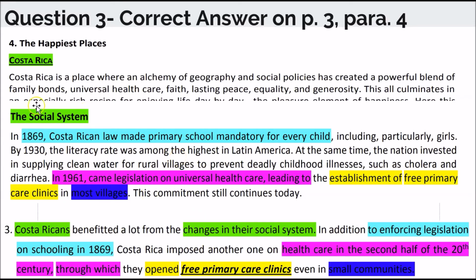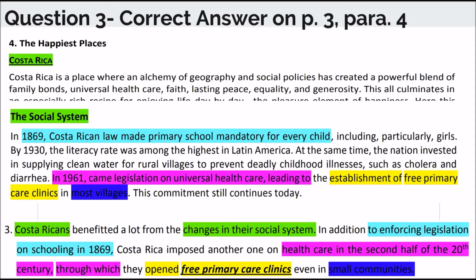So Costa Ricans, this is under the title of Costa Ricans, and the time is here again. 1869 is the time when school became mandatory for every child in Costa Rica. Again, we see the information in the statement that schooling started in this time period here, and Costa Ricans benefited a lot from this change in their social system, right? The social system is again color-coded here.